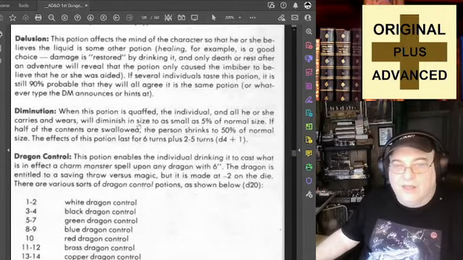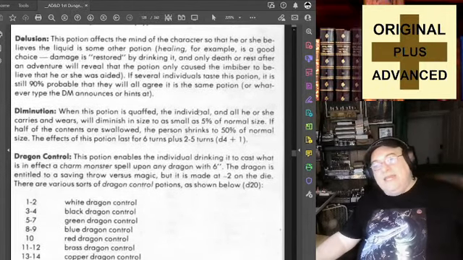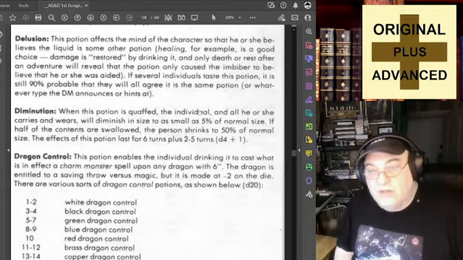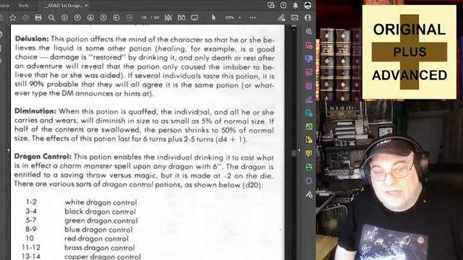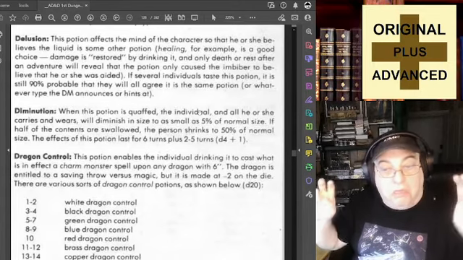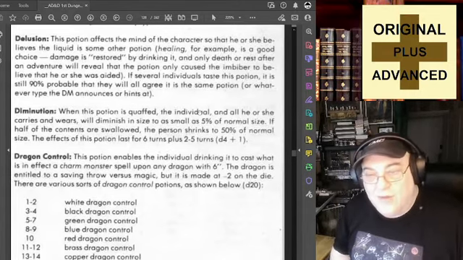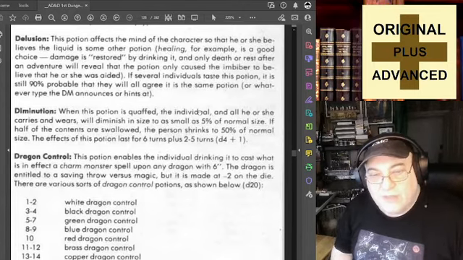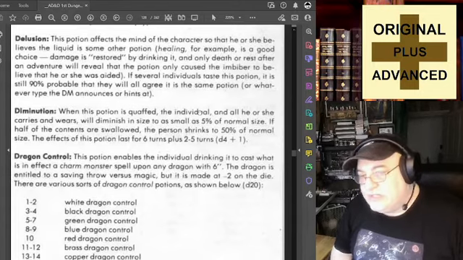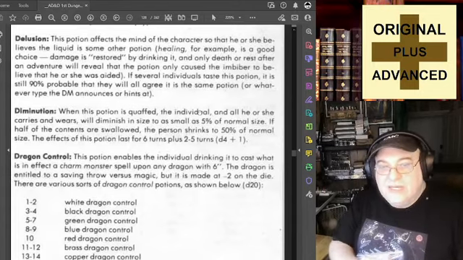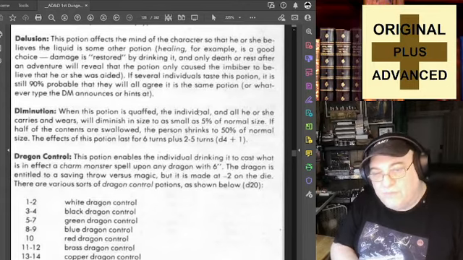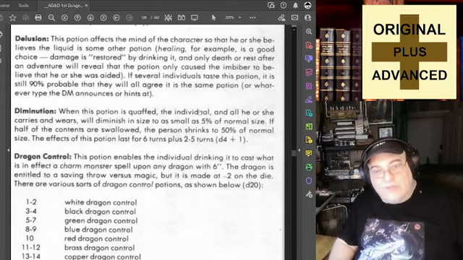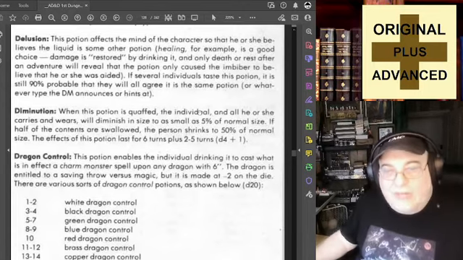Delusion. This potion affects the mind of the character so that he or she believes the liquid is some other potion. Healing, for example, is a good choice. Damage is restored by drinking it, and only death or rest after an adventure will reveal that the potion only caused the imbiber to believe that he or she was aided. If several individuals taste this potion, it is still 90% probable that they will all agree it is the same potion or whatever type the DM announces or hints at.